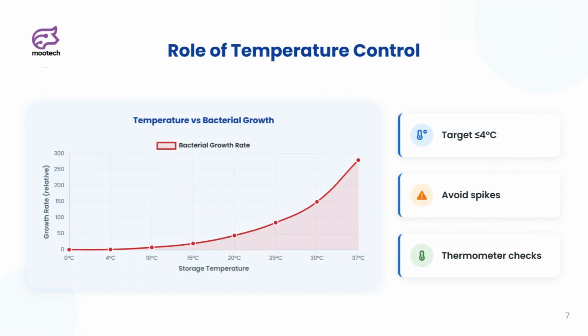This slide demonstrates the role of temperature control. The graph shows that bacterial growth rate increases exponentially as storage temperature rises. The target temperature is less than or equal to 4 degrees Celsius. Temperature spikes must be avoided. Even brief increases can accelerate growth. Regular thermometer checks are necessary to ensure consistent cold storage. Temperature control is the backbone of preservation.